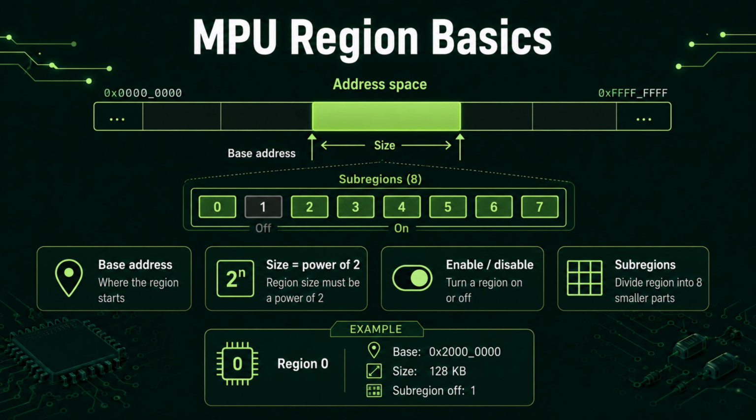For example, a 128 kilobyte SRAM region beginning at 0x20000000 must use a correctly aligned address. On many Cortex-M MPUs, a region can also be divided into 8 equal subregions. Individual subregions may be disabled when the protected memory area does not exactly fill the complete power of 2 region. Regions may overlap, and the higher priority region number normally controls the final permissions for the overlapping address range.